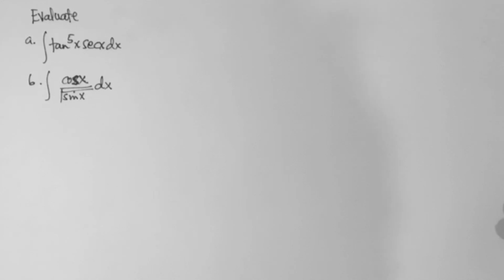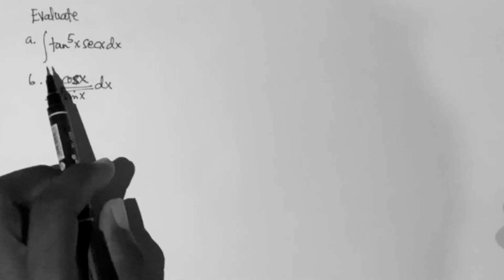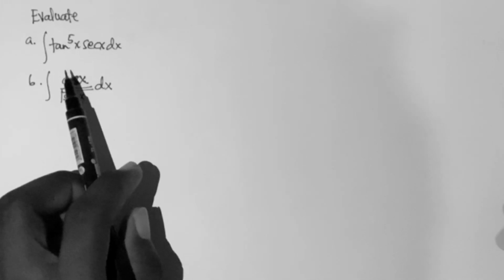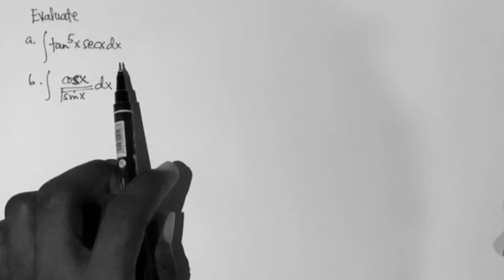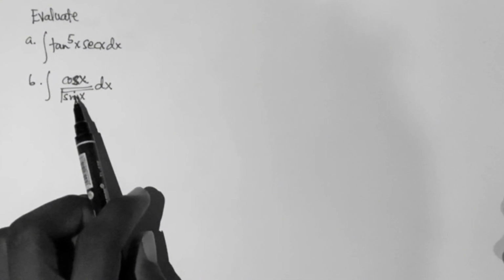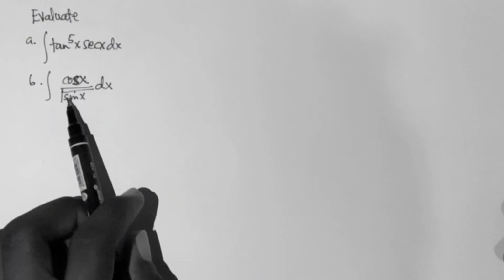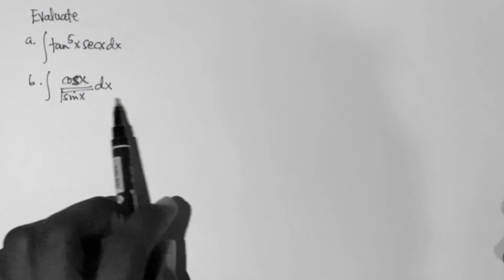In this video, we are going to solve 30 questions under the integrations of trigonometric functions. So let's come to the first one. Integrate tan x exponent 5 sec x dx. Then the B part is integrate cos x divided by square root of sine x dx.